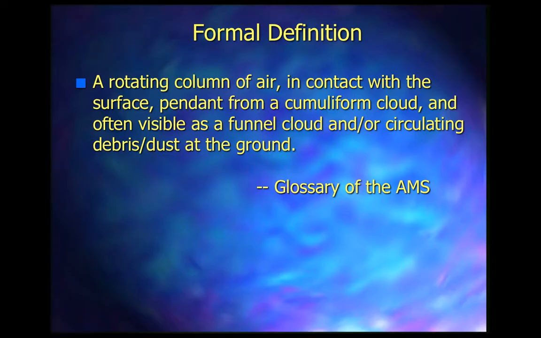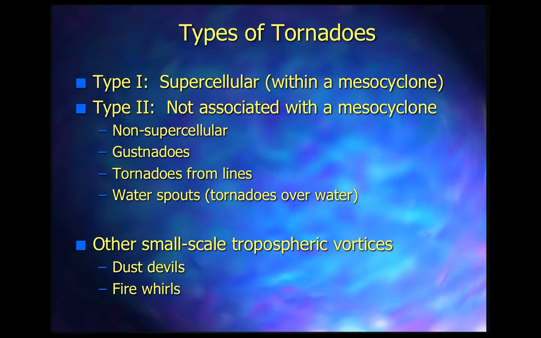So the formal definition of a tornado: a rotating column of air in contact with the ground, the surface. Very important caveat there that distinguishes a funnel from a tornado. It's pendant from a cumuliform or cumulonimbus cloud, and it's often visible as a funnel cloud or circulating debris or dust at the ground. This is from the AMS glossary. The important thing here is that oftentimes you don't see the funnel, the so-called condensation funnel, and we'll talk about why sometimes you see it and why you don't. But it's important to recognize that a tornado can be on the ground producing damage and swirling up dust at the ground without a visible connection between the cloud base and the ground.